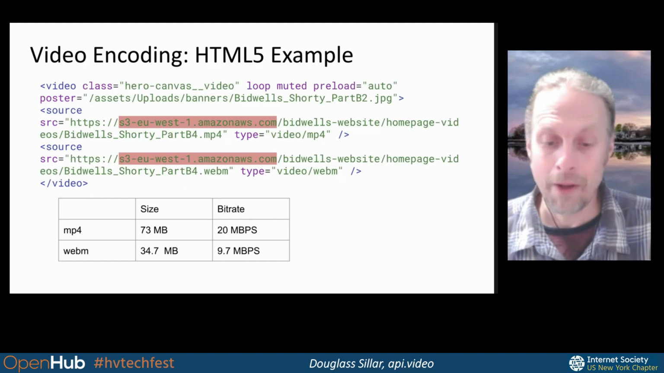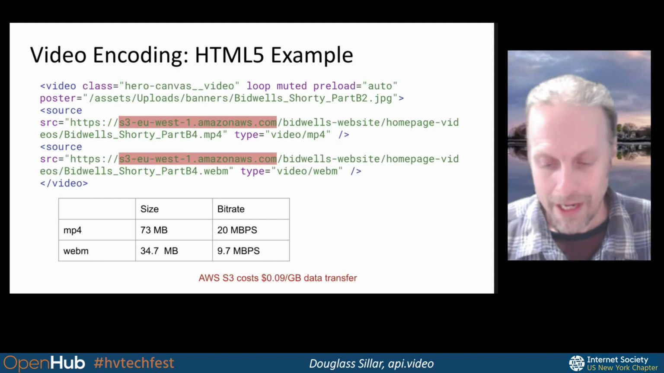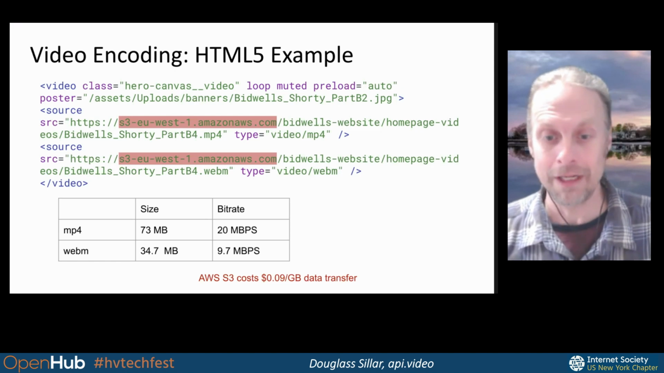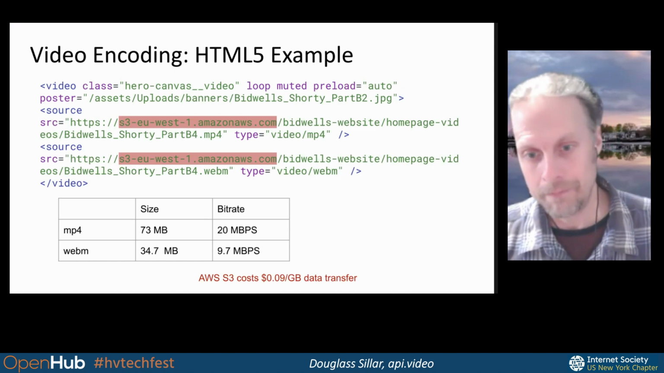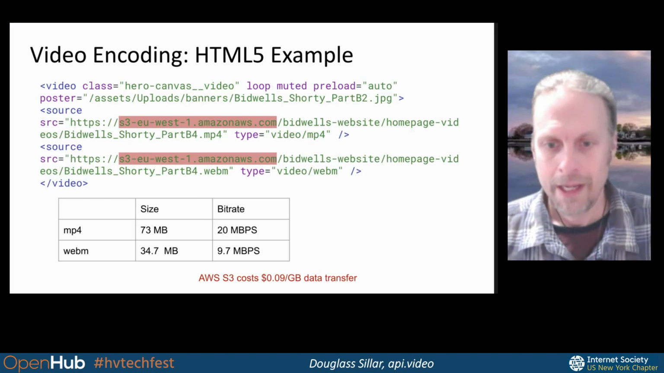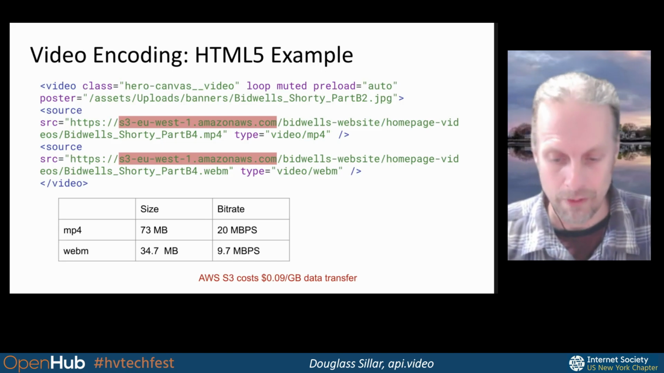The other thing about this story is that they're hosting their videos at AWS. If it's 9 cents a gigabyte for data transfer, and you're serving 73 megabytes every single time somebody loads the web page, your hosting costs are going up really, really high. S3 is great, but the egress, you're going to pay for that every single time a video is downloaded.